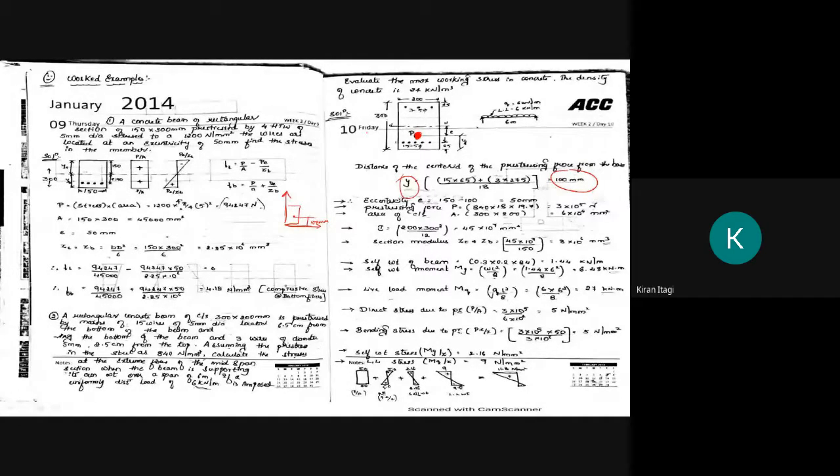And one thing, if he has not given the upper bars or the tendons, then our procedure will be the same. That is, E equals 150, meaning half the depth, minus this 65, which equals 85 mm. Directly we have calculated the E, but the thing is that he has given the top and the bottom.